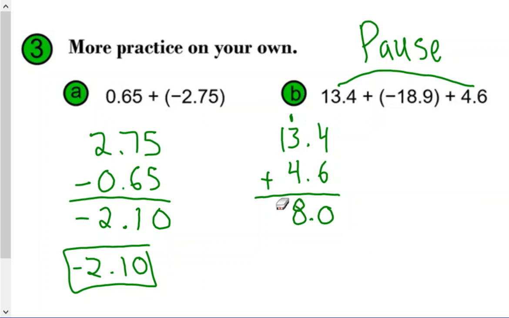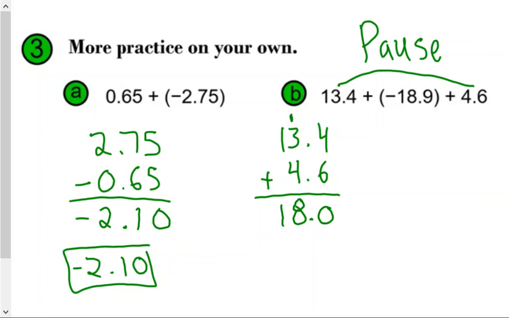Alright, and then 1 plus 0 is 1. Okay, so now we have the two positives, and now we need to combine that negative 18.9. And so because we have a positive and a negative, our answer is going to be the sign of the larger number, and 18.9 is greater than 18, so our answer is going to be negative.